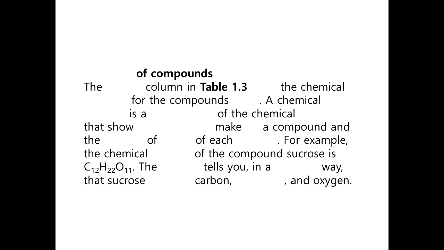Formulas of compounds. The second column in Table 1.3 gives the chemical formulas for the compounds listed. A chemical formula is a combination of the chemical symbols that show what elements make up a compound and the number of atoms of each element. For example, the chemical formula of the compound sucrose is C12H22O11. The formula tells you in a compact way that sucrose contains carbon, hydrogen, and oxygen.